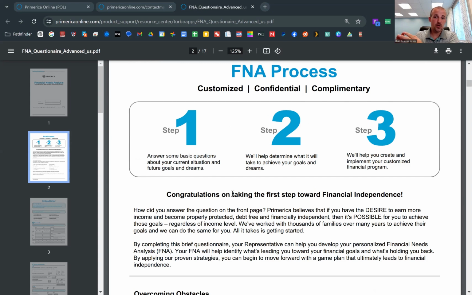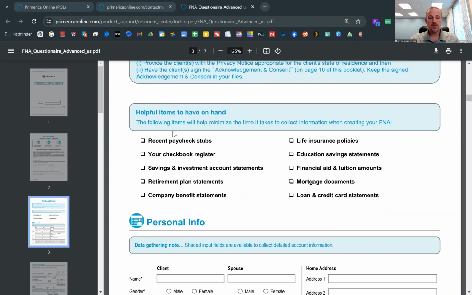And then we'll do a separate training on how to input that info into the financial needs analysis, the Turbo App system, and spit out a full professional financial needs analysis. That'll be a separate training. This is just collecting the info. So this whole section right here, the helpful items to have on hand. This is great, but you have to be careful.